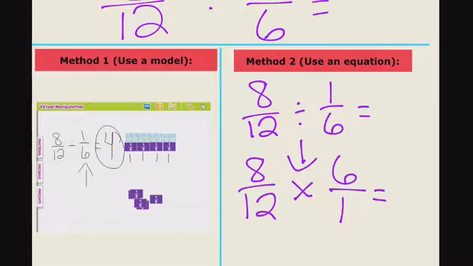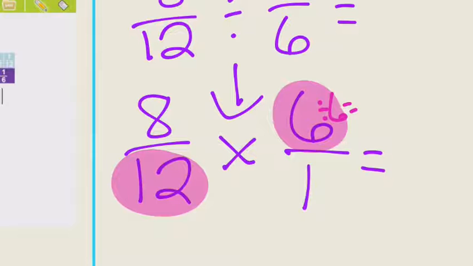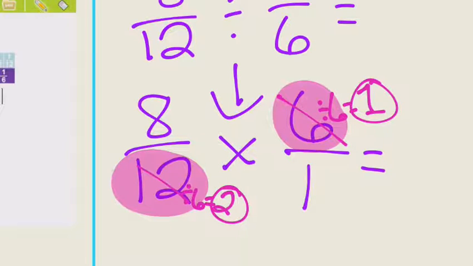Okay? Once again, I'm going to look for things that I can cancel. And I see a number on the top and the bottom with a common factor of 6. Do you see them? That's right. 6 and 12 both have a common factor of 6. So if I divide them both by 6, 6 divided by 6 is 1. And 12 divided by 6 is 2. So I'm going to cross off my 6 and 12 and circle my new numbers, which are 1 and 2.